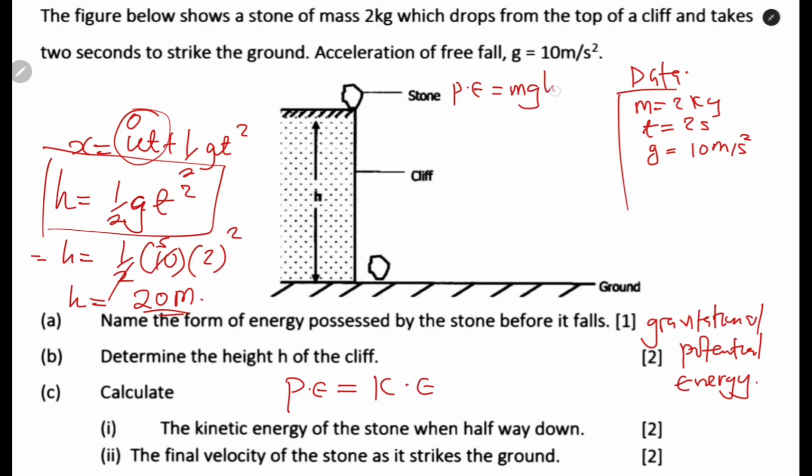How do you calculate potential energy? Mass times gravity times height. All the energy on top is in the form of potential energy, and kinetic energy is equal to 0. So let us calculate the potential energy on top. Mass is 2, multiplied by gravity 10, multiplied by the height we found, 20. If we multiply this, it will give us 400. Energy is measured in joules, so the energy on top is 400 joules.